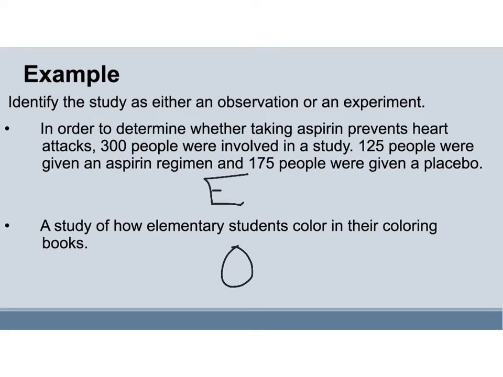By and large, observational studies are the more common way that we get data. Experiments are costly, so unless it really, really matters that our data not be biased in any way, we're going to do an observational study instead of an experiment.